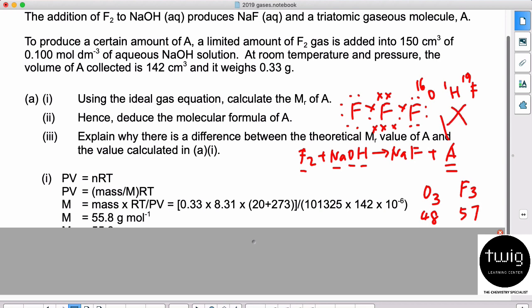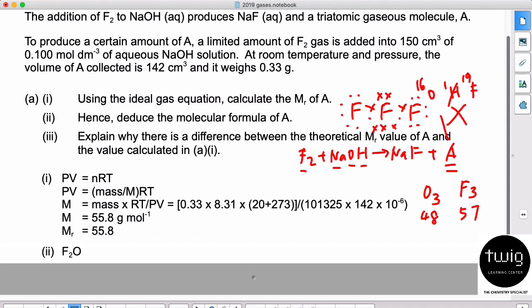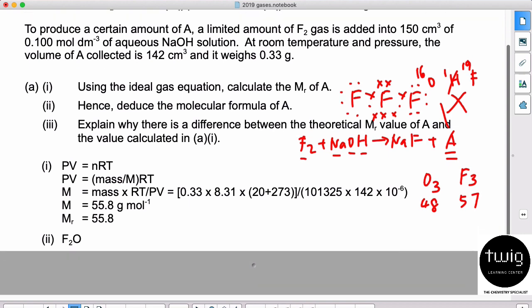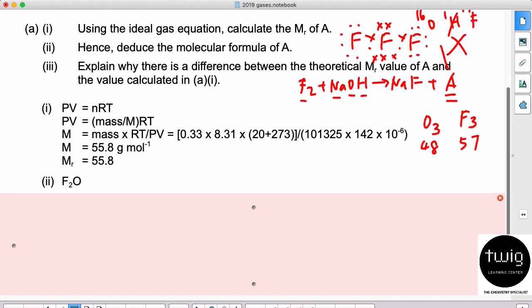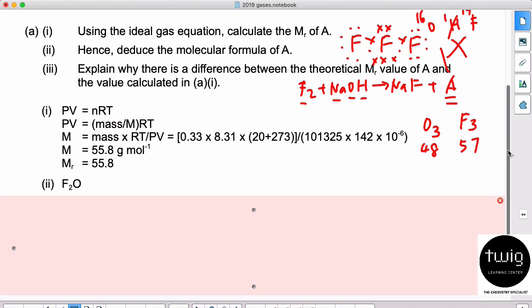So the only answer, think about it, I won't use H at all. With H at 1, how do you get triatomic and hit 55.8? Cannot use hydrogen. So the best answer turns out to be F2O. If you add together, what's the Mr of F2O? 16 plus 19 times 2, that's 54. Okay, quite close, and this makes sense.